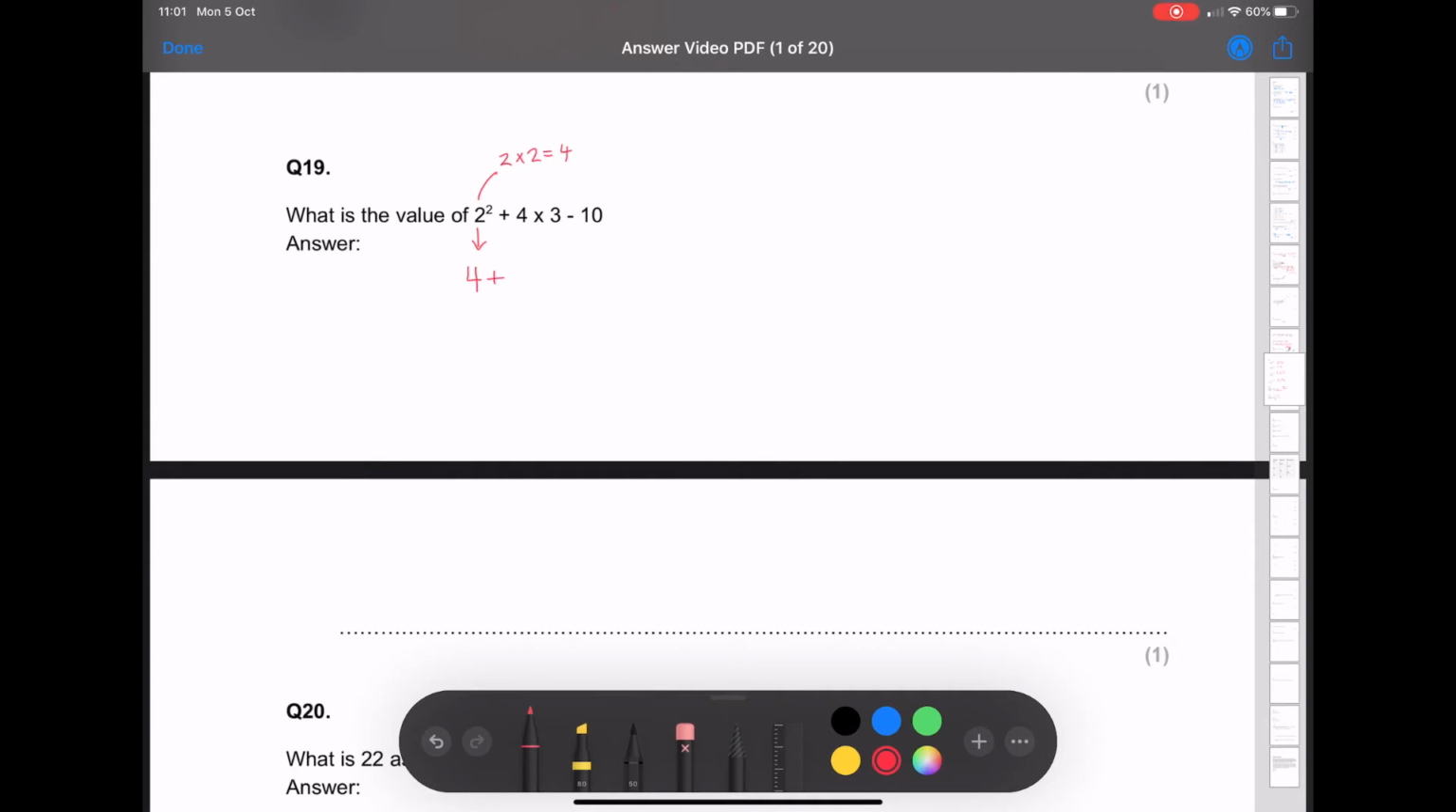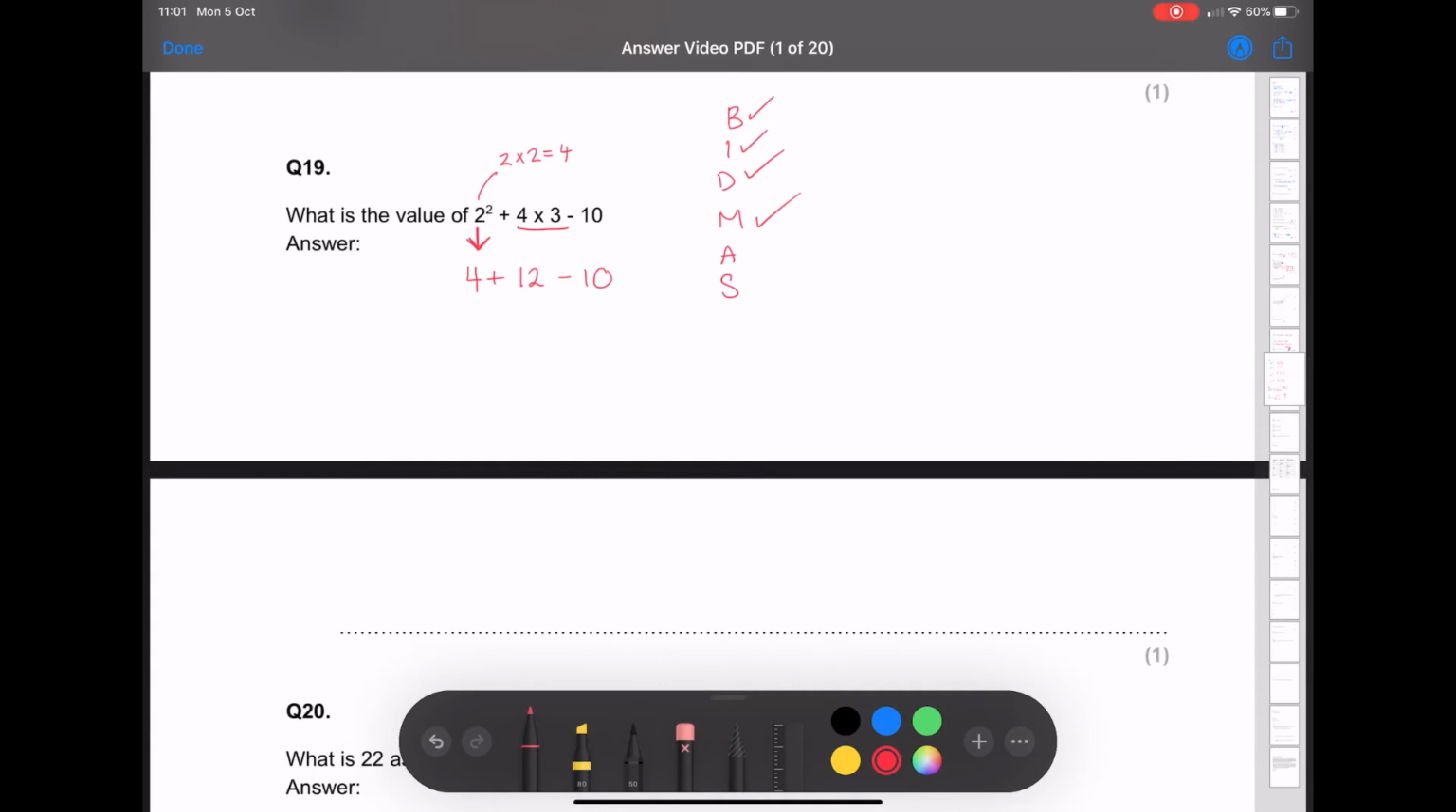Put your plus in. Okay, again, remember BIDMAS, let's write it down. We've got no brackets. We've got indices, that's this one that I've just done. So I've done that there. I've got no division, but I have got some multiplication. So I'm going to do that. 4 times 3 is 12. And then I'm just going to write the minus 10 on the end.